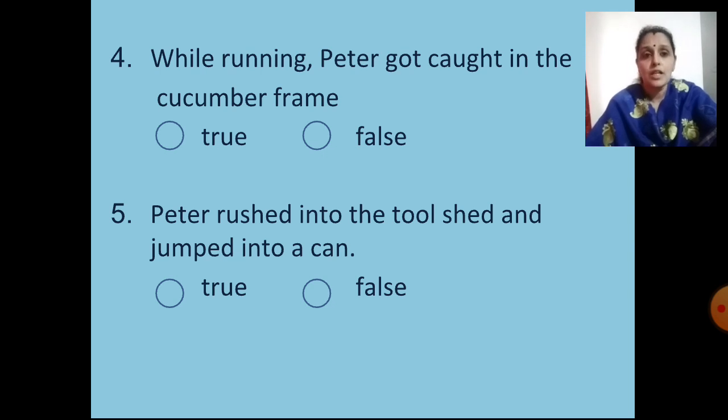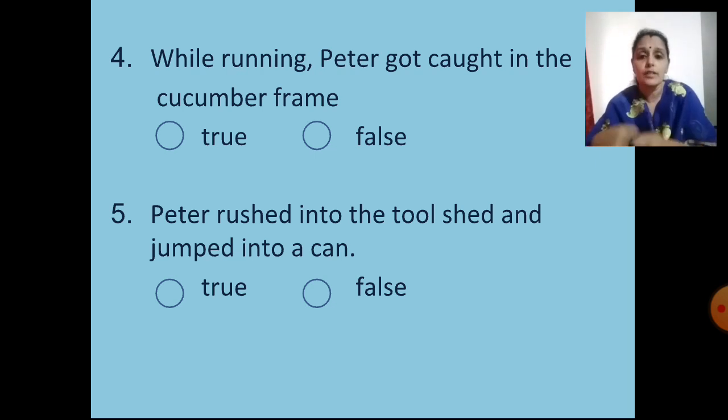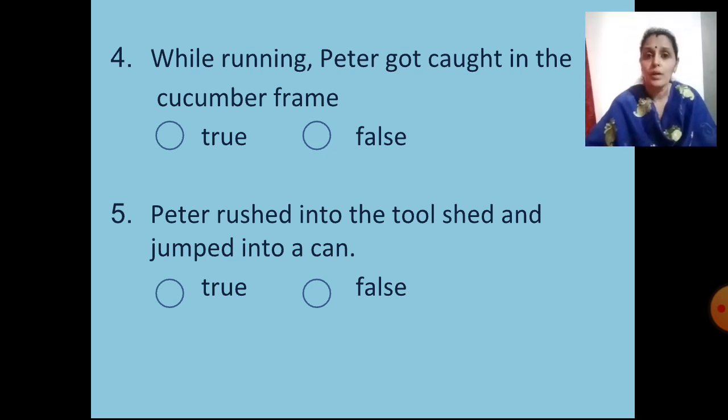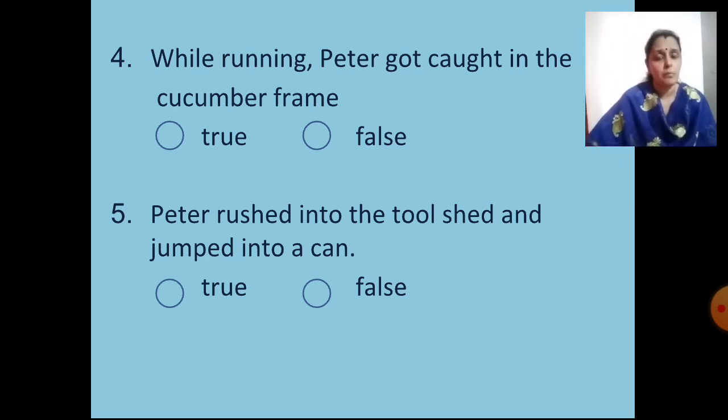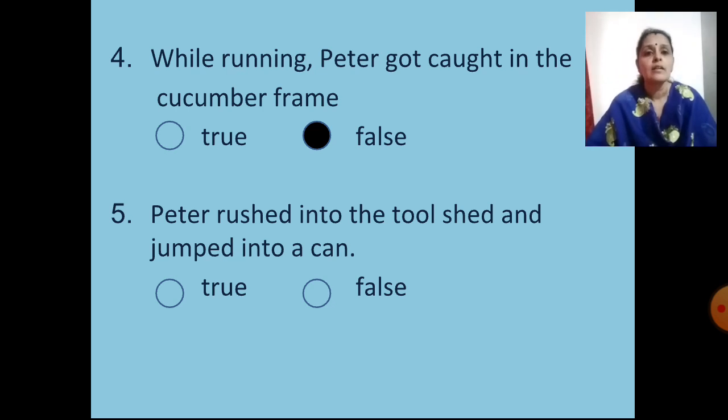While running, Peter got caught in the cucumber frame. What happens when Peter is running and Mr. McGregor is running behind Peter? He gets caught somewhere. Where does he get caught? Does he get caught in the cucumber frame? No, he gets caught in the gooseberry net. Yes, do you all remember? Are you all able to recollect? Peter is running and when Mr. McGregor is chasing him, he gets caught in the gooseberry net. So this sentence is false. So we'll click on the answer by selecting that option.